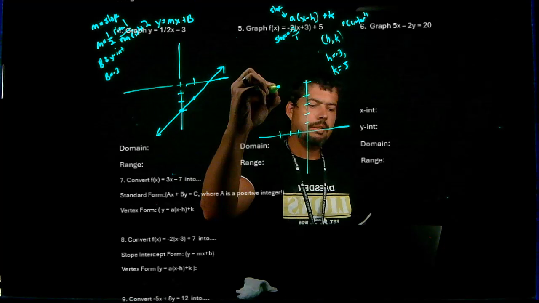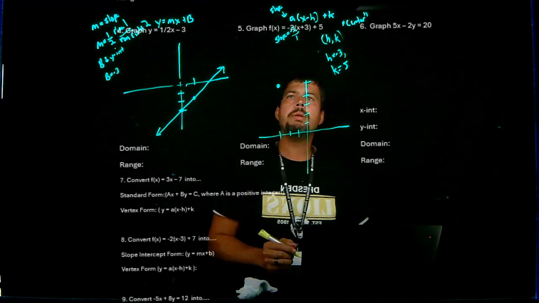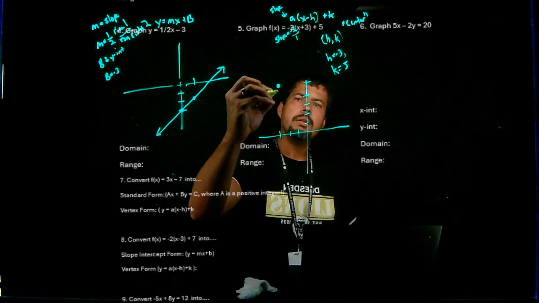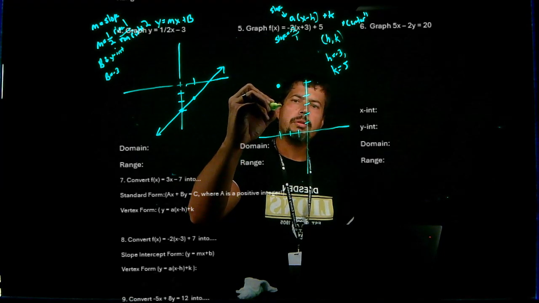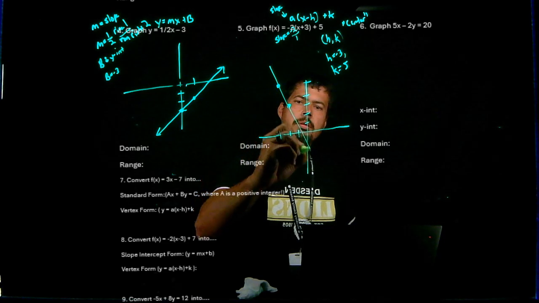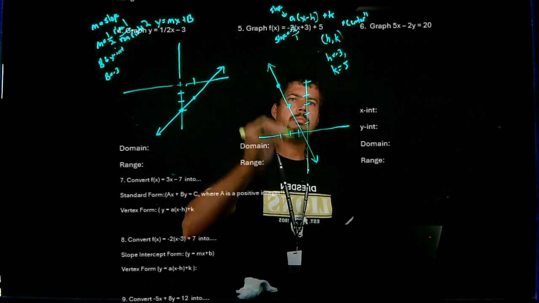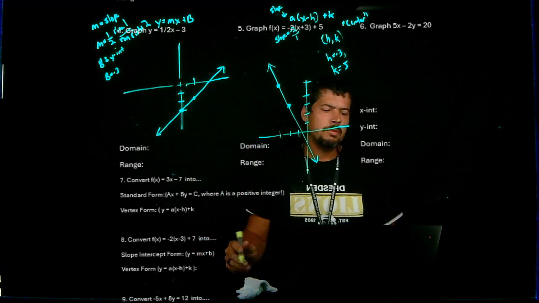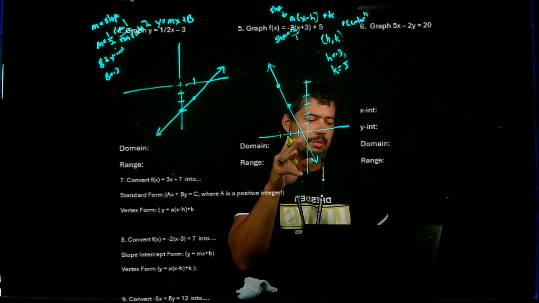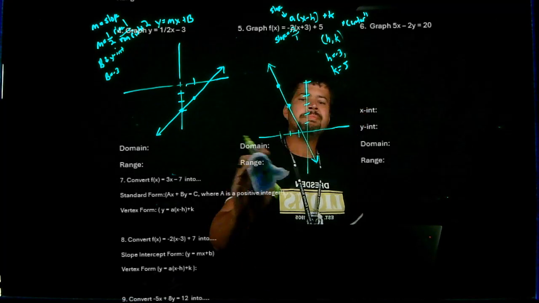Put me about right there. And now I can follow my slope. My slope is to fall 2 units and run right 1. So I'm going to fall 2, and I'm going to run right 1. And there's my 2 points. It's not hard. Number 6 is something that's given to us in standard form, and it talks about having both the x and y intercepts.